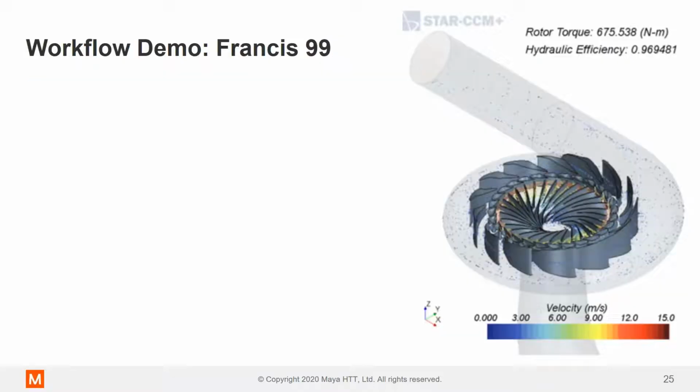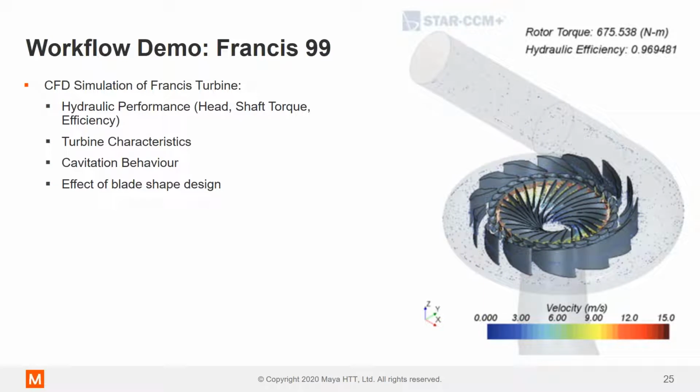Now, the next part of the presentation, we're going to run a simulation, essentially a workflow demo simulating a Francis 99 hydroturbine. So the first thing about CFD simulation of Francis 99 hydroturbine, you're looking at understanding the hydraulic performance, the turbine characteristics, the cavitation behavior, and essentially we also want to look at the effect of a blade-shaped design, or maybe even the angle of attack of these blades through the compressor.